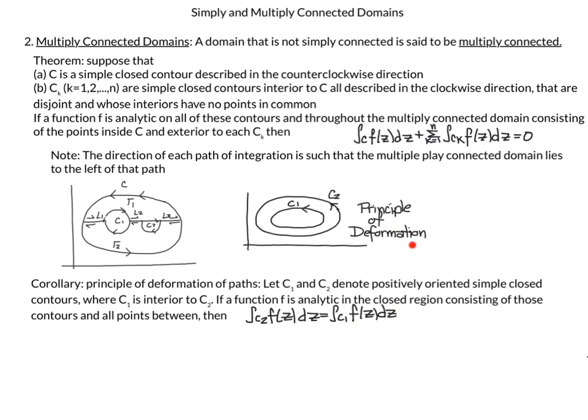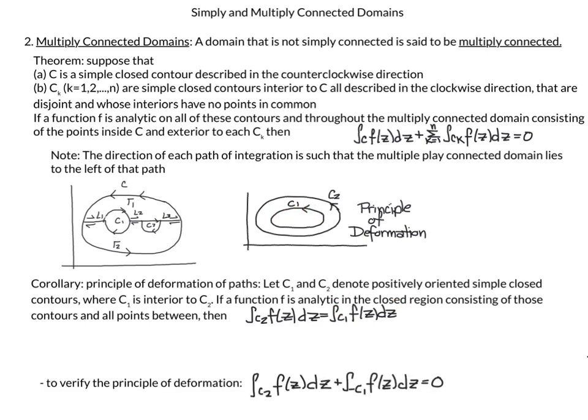And that's going to lead us to the principle of deformation, which is the corollary here, that if we have C1 and C2, they're positively oriented simple closed contours where C1 is interior to C2. So that's this picture here. Both are in the counterclockwise direction. C1 is within C2. If a function f is analytic in the closed region consisting of those contours and all the points in between, so we're analytic everywhere, then the contour integral of C2 will equal the contour integral of C1.